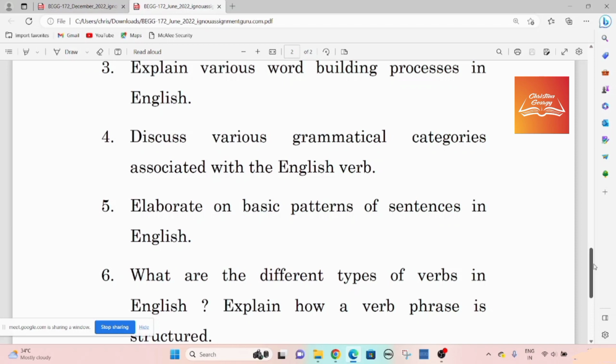Moving on to the fourth question, discuss various grammatical categories associated with the English verb. So, students might feel like this is from block 4 because we study verb phrase as part of block 4. Don't be confused. This is a straight question from block 3, unit 3. Under section 3.4, you could see the right answer and explanation.